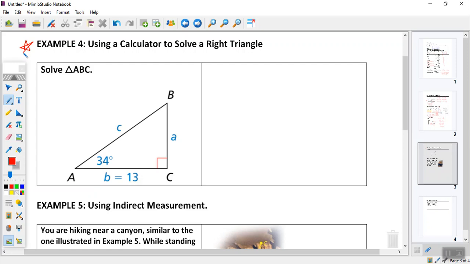Solving a right triangle means this. You've got to solve for all angles. And you got to solve for all sides. Okay? So here's what I like to do. For my angles, I like to put capital A, capital B, capital C. And then for my sides, I like to go little a, little b, and little c.